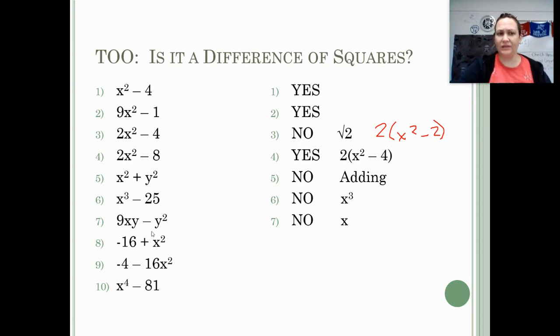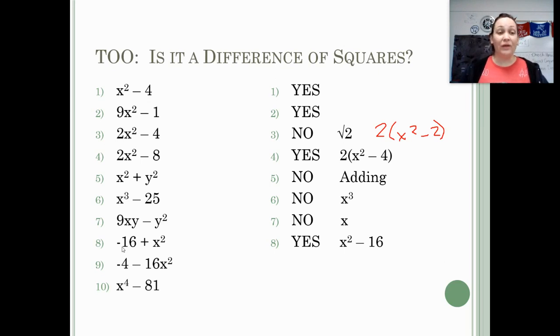All right, number 8 looks a little tricky. I know the square root of 16. I know the square root of x squared, but it looks like an adding problem. However, I've got a negative sign in front of the 16. So if I just flip-flop the order, then it is a difference of squares. So if I move the positive x squared first and the negative 16 last, now I can say, yes, this is a difference of squares, and I can factor this.